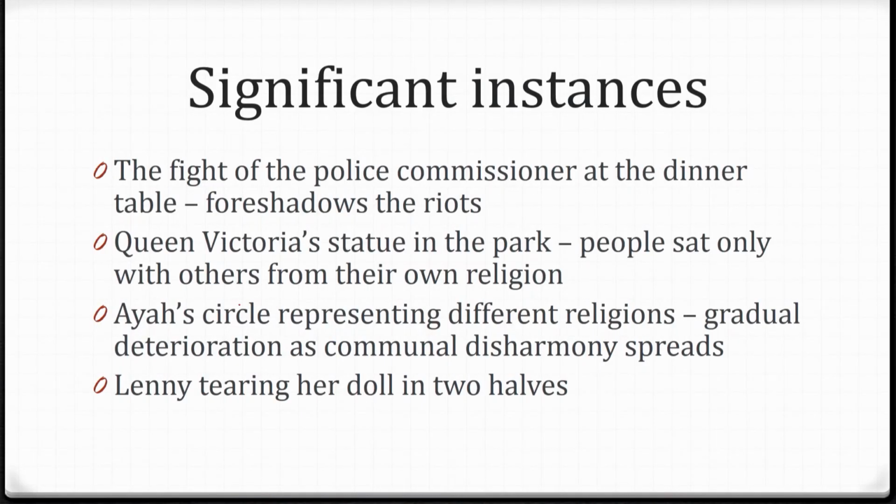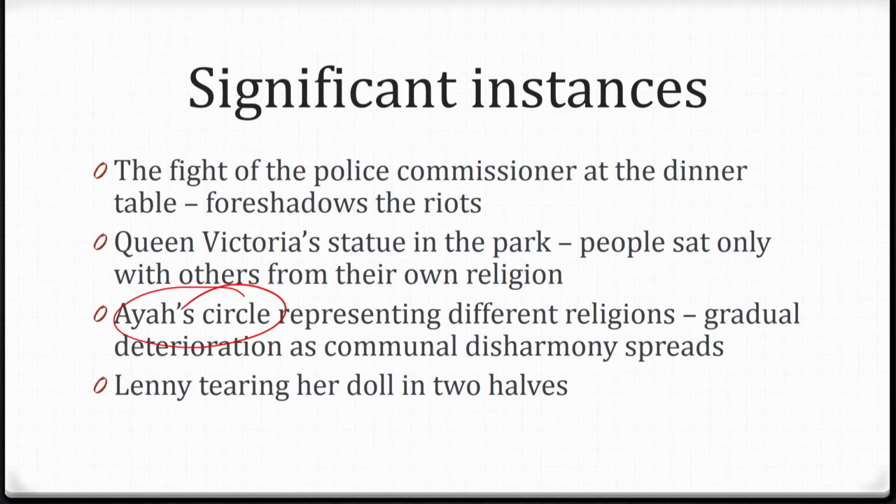And we also notice that initially the park used to be a place where people from different communities used to throng together. But as the riotous situation progresses, people choose to only sit with other members from their own religion. We do not find them intermingling in the way that they used to before. And in that context, Aya's circle of friends are present as a foil to the rest of the community. Aya's circle of friends, mostly her admirers, represent different religions.